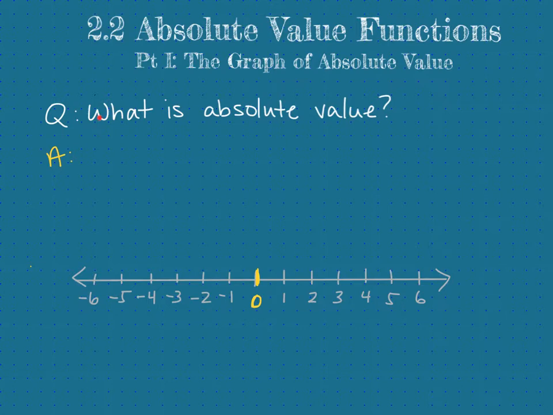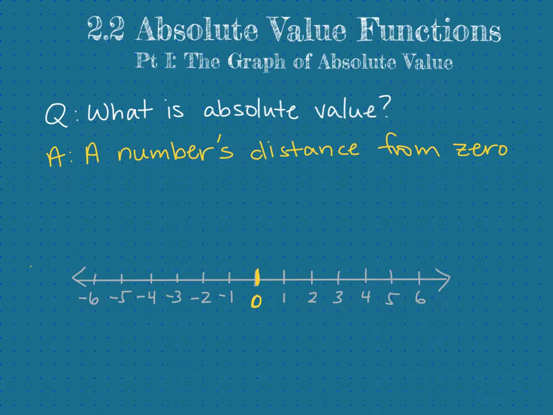All right, so first off, what is absolute value? Absolute value is, by definition, a number's distance from zero. Sometimes we also refer to this as the magnitude of a number. So like negative 100 and positive 100 would both have a magnitude or absolute value of 100.